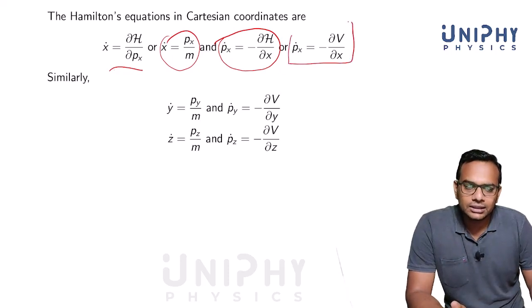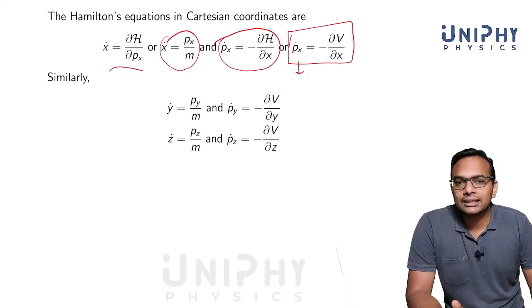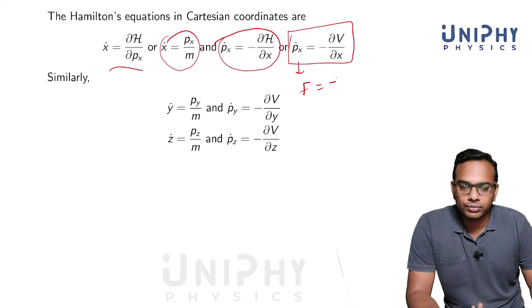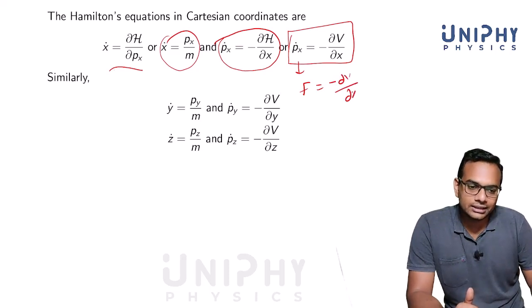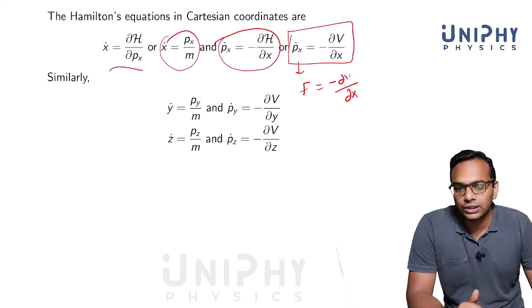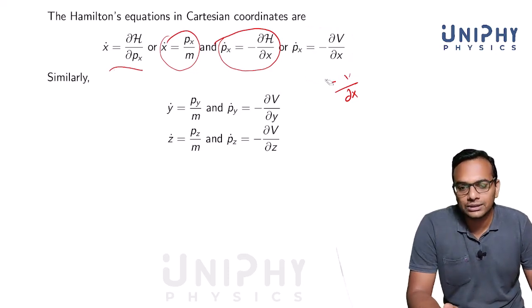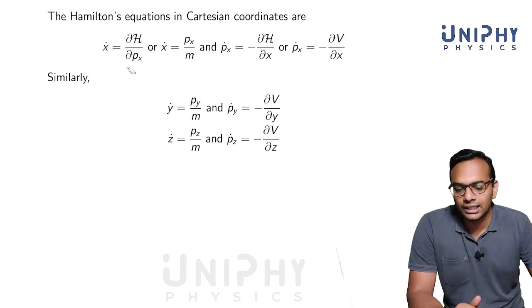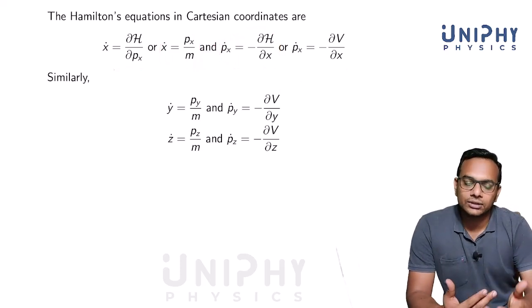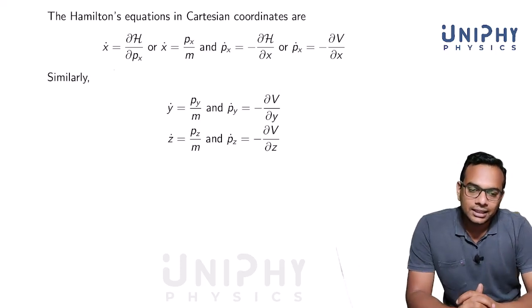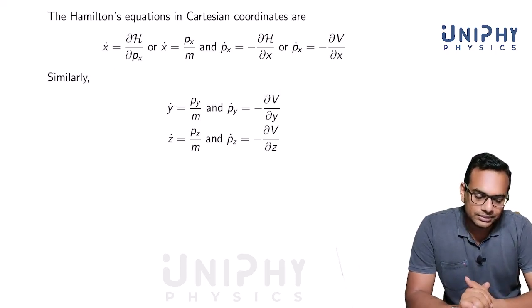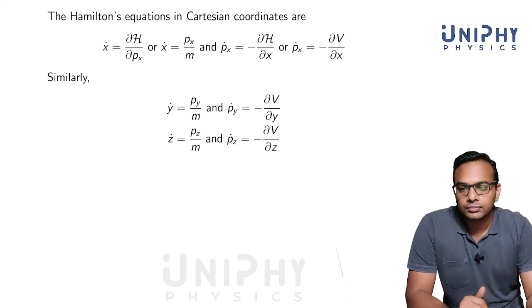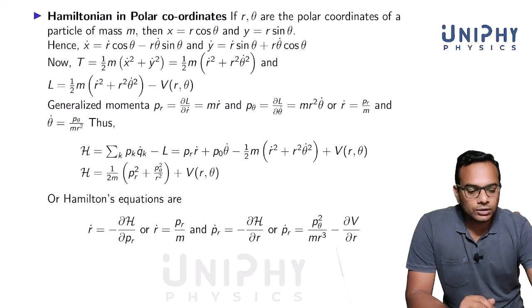You might already remember that in the Cartesian case, this is simply the force. P_x dot is force, and obviously the force can be derived from the potential. This is what we use in Newtonian mechanics. This is actually Newton's second law. So they are all equivalent, and there are some advantages of going into the more abstract thing called the Hamiltonian. Now we can also do it for polar coordinates.